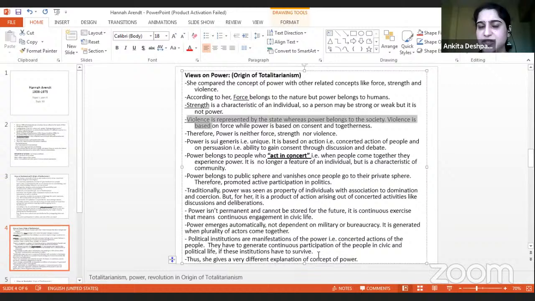So when you have those sessions, the budget session, the monsoon session, the winter session, that is when your Lok Sabha meets, it has power. The moment Lok Sabha is adjourned sine die, what happens? Power vanishes. Collectively is power. Independently, power vanishes. So political institutions are nothing but manifestations of power. If you want institutions to survive, continuous engagement in the political process is required, she says. Thus, she gives a very different explanation of power.